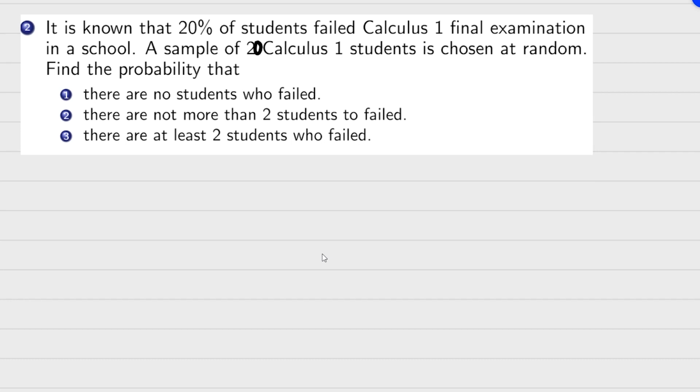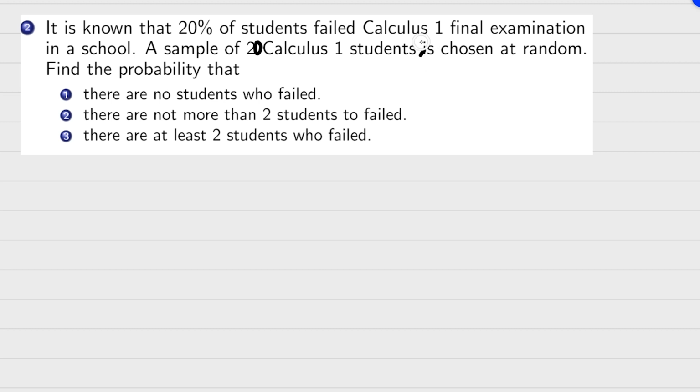Let's have this example. It is known that 20% of students failed the calculus 1 final examination in school. A sample of 20 calculus students is chosen at random. Find the probability that there are no students who failed. That's number 1. Number 2, there are not more than 2 students who failed. And number 3, there are at least 2 students who failed.